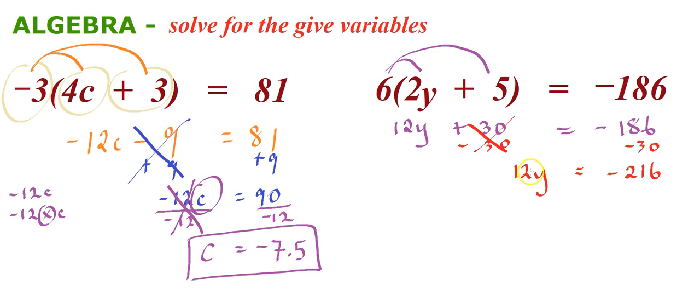Now let's cancel out multiplying by 12 by dividing by 12. So divide by 12 on the right-hand side as well. That cancels. Great. Leaves us with the y all by itself. And minus 216 divided by 12 is negative 18. And that's done.